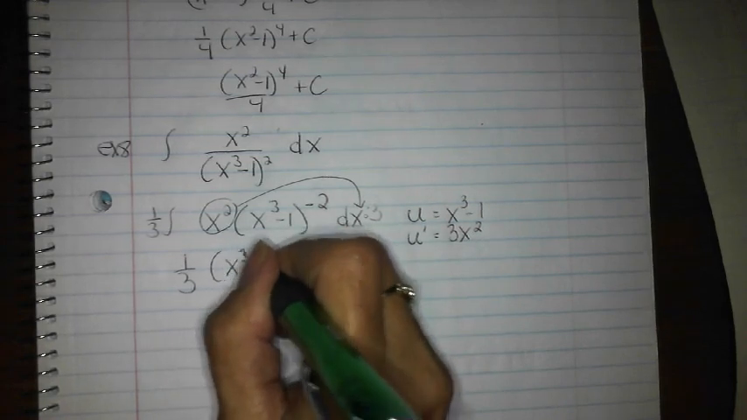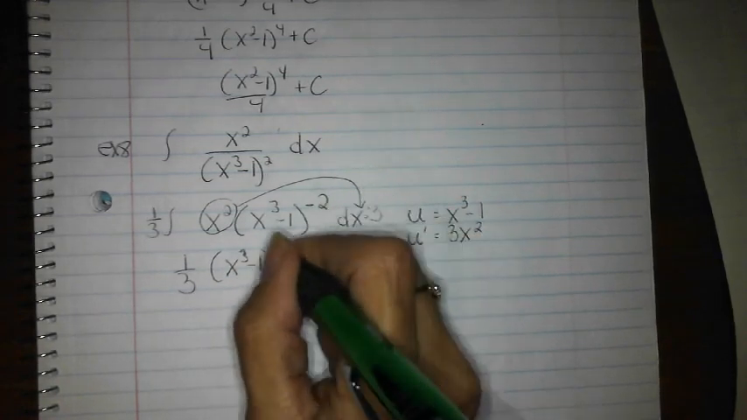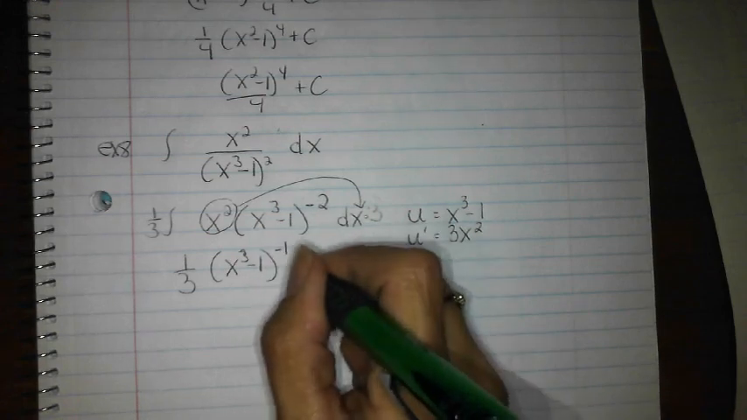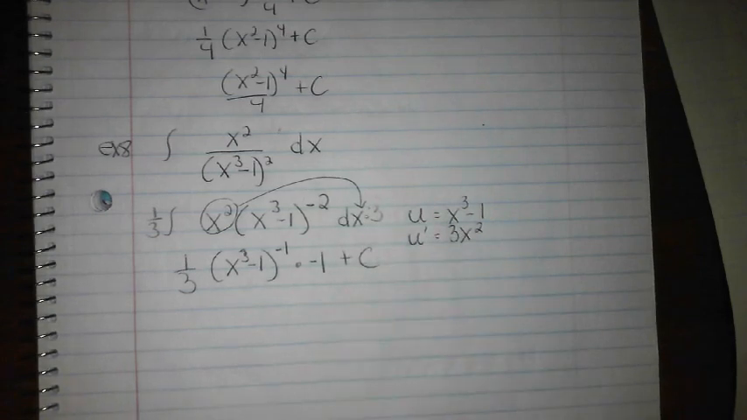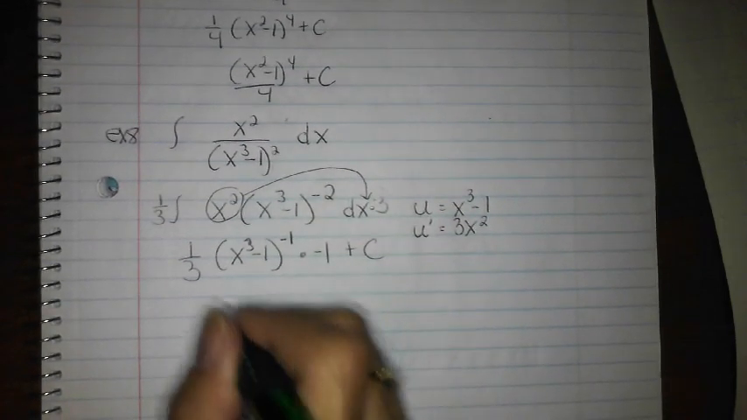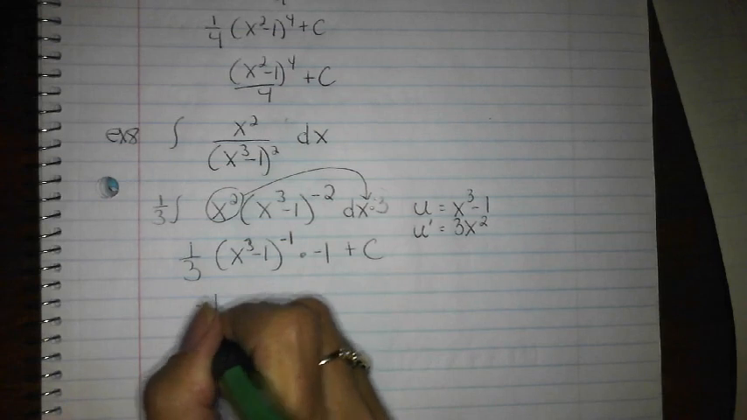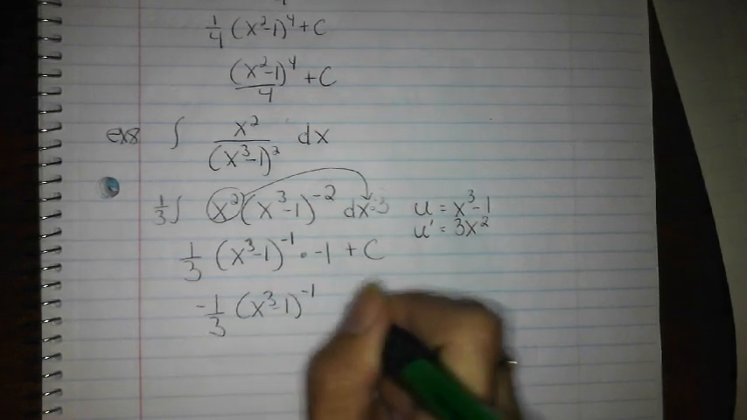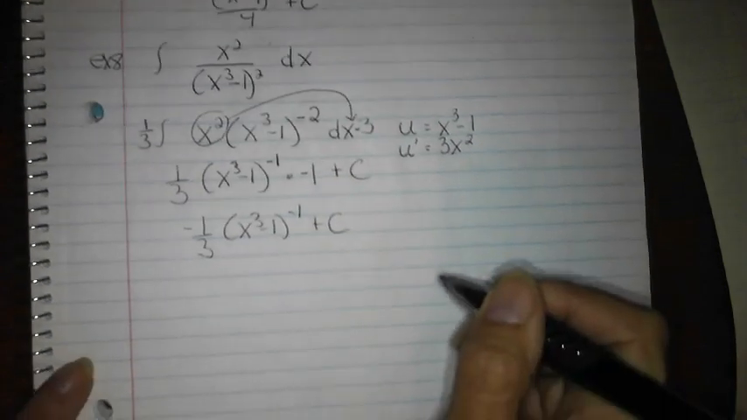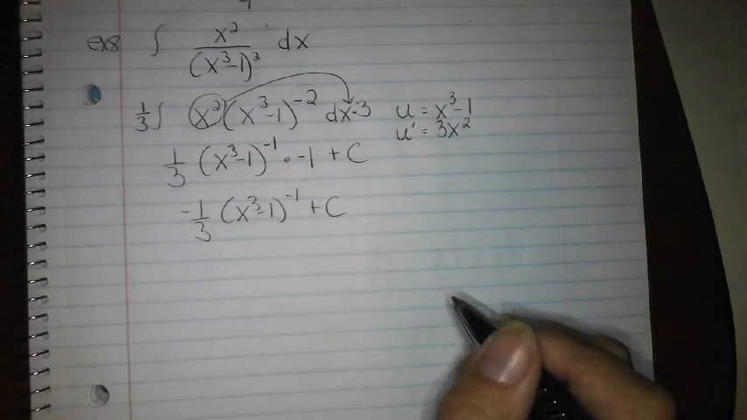X cubed minus 1. Add 1. Brings us to a negative 1. Times by reciprocal is another negative 1 plus c. So we'll have negative 1/3 x cubed minus 1 to the negative 1 plus c. So think of them as little puzzles.